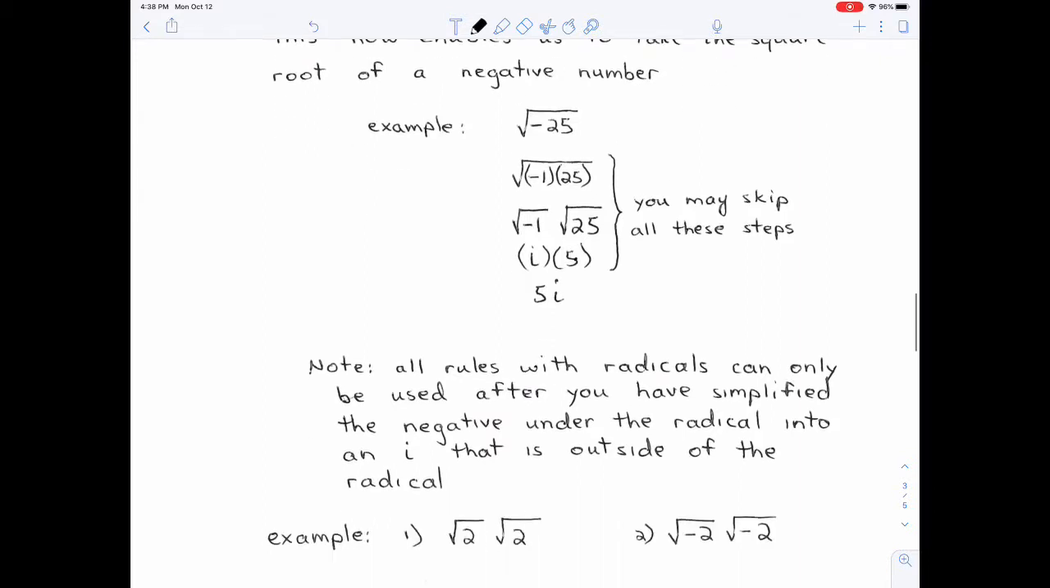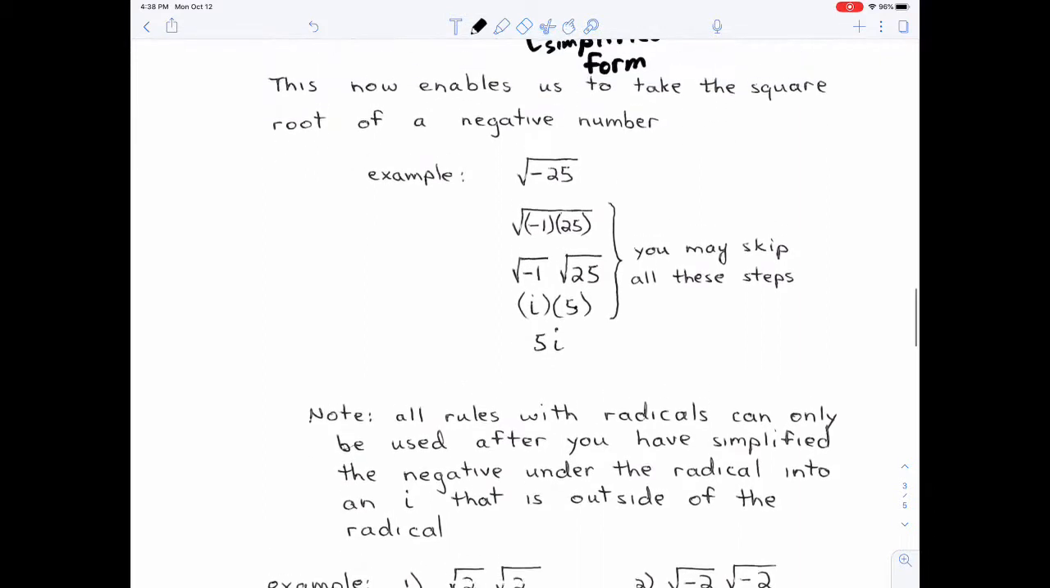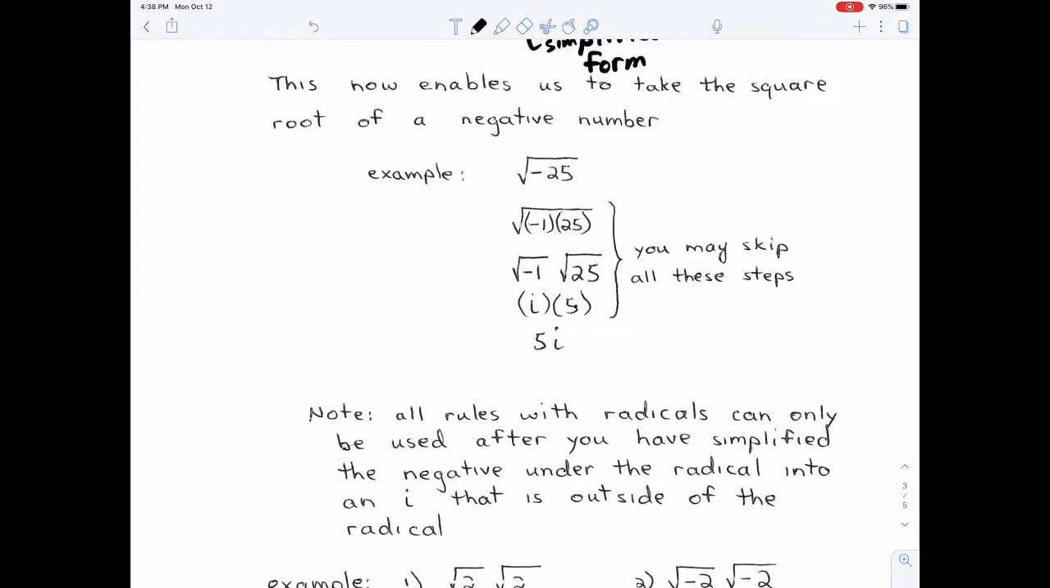I want to point out, all you really need to do is this. Take the square root of the negative out and make it i, and then take the square root of the 25 and make it 5. You don't need to do all this stuff in the middle. It's just kind of the long technical way of doing it.